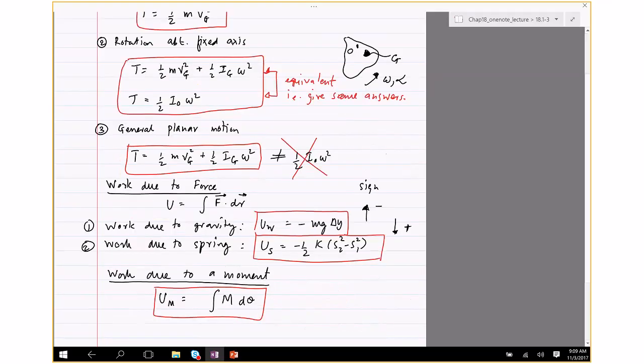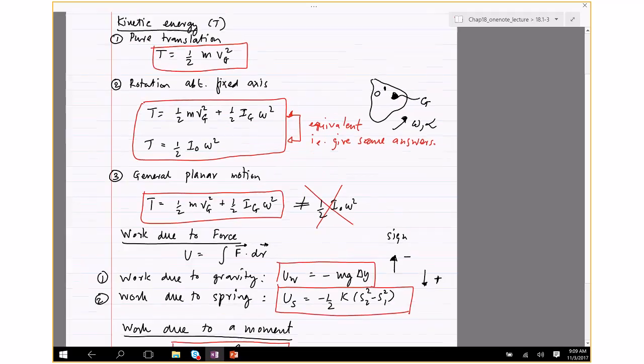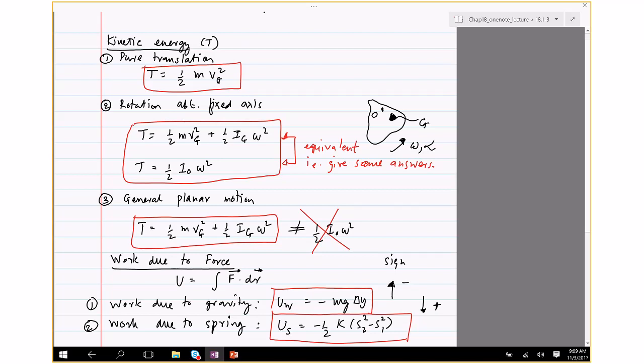The rotation about a fixed axis in a planar motion is the same formula, except for IO omega squared. Wait, you're saying case 2 and what? The formula for rotation about a fixed axis in general plane motion uses the same formula. Yes, that's right. It's the same formula, absolutely. What happens is, okay, maybe I should just show it to you.